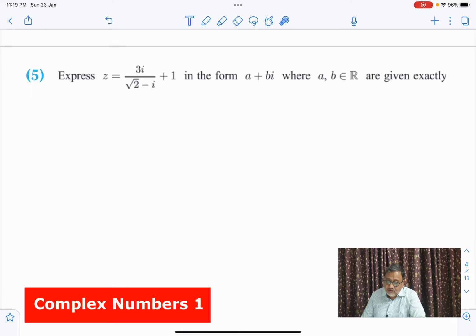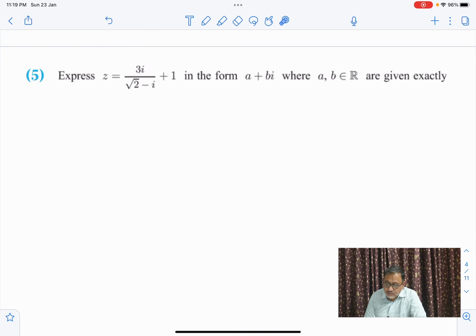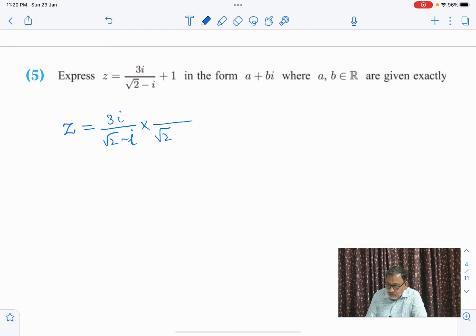Okay, next question, question 5. Express z is equal to 3i over square root of 2 minus i, plus 1, in the form a plus bi. It means we want it in the numerator and there should be real part and imaginary part separately. We don't want any denominator. So let us start it here. So z is equal to 3i over root 2 minus i. What will I do? I will multiply by the conjugate. So by now you already know the conjugate of this: negative will be positive. So root 2 plus iota, plus 1 I will keep as it is. Now the denominator will be a square minus b square, by that formula, a minus b, a plus b.